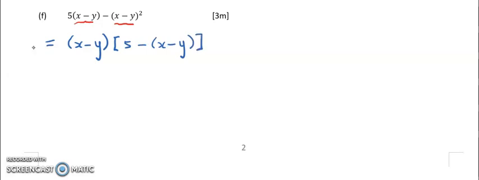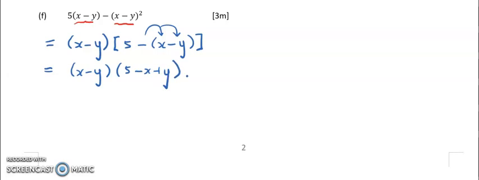Some of you are not comfortable with using a curved bracket. You may choose to write a square bracket like what I did now. Alright, after which, the answer. Now I have to use a curved bracket because I'm going to open out this, I'm going to do this. And that's my answer.